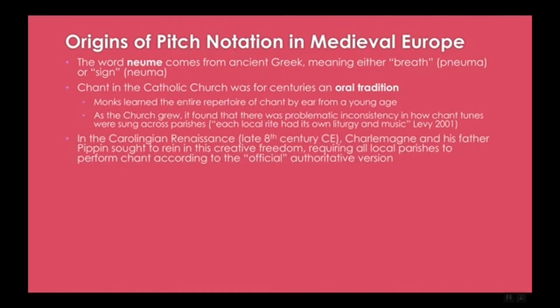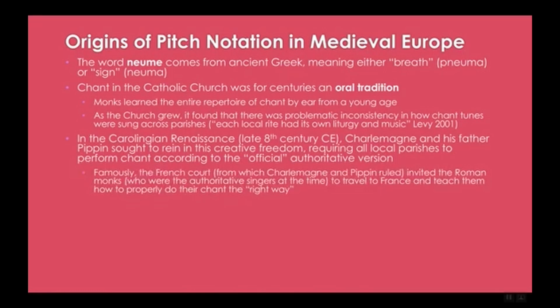So in around the mid to late 700s, you get the Carolingian Renaissance. The word Carolingian is related to Charlemagne, who was the son of Pepin. Charlemagne and his father Pepin sought to rein in this creative freedom, requiring all local parishes to perform chant according to the official authoritative version. This is the way that they were trying to secure power within the Catholic Church. For Pepin and Charlemagne, who were living in France, to be able to rule over the entire kingdom, if everybody was doing their own thing, they wouldn't be able to control the whole empire.